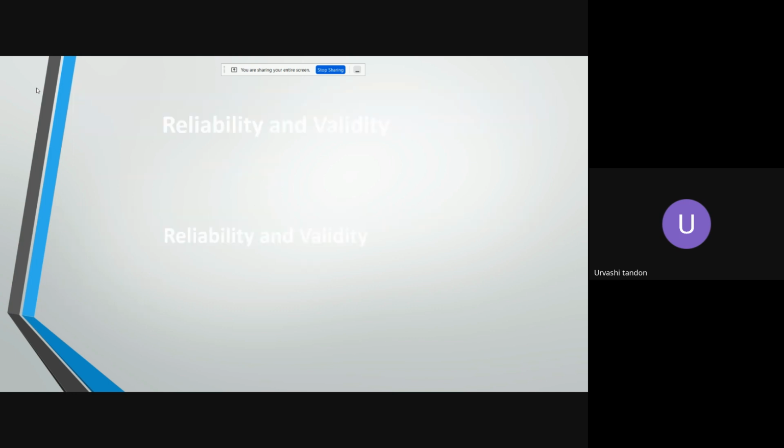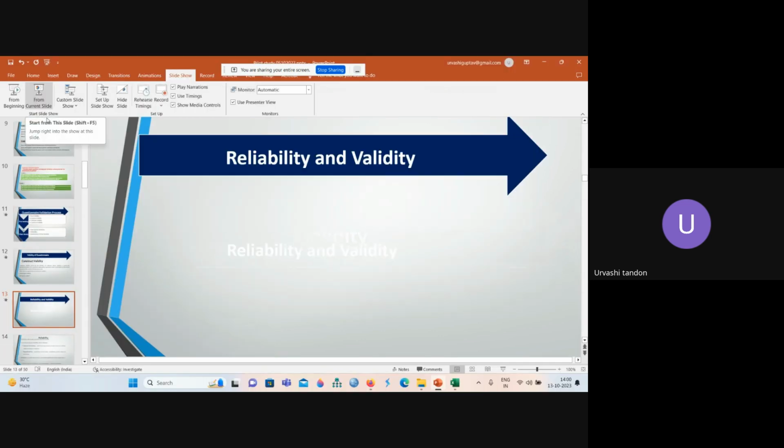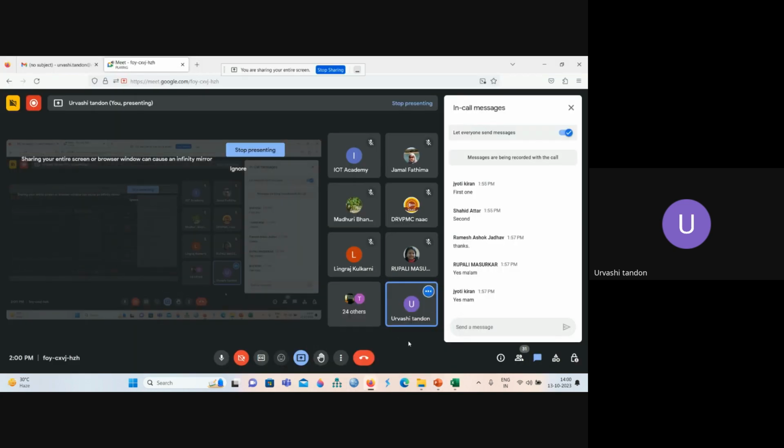Now, the important part is your reliability and validity. So, can anyone explain to me what is the difference between reliability and validity? Can anyone tell me what is the difference between reliability and validity? You can unmute yourself, please, and speak out.